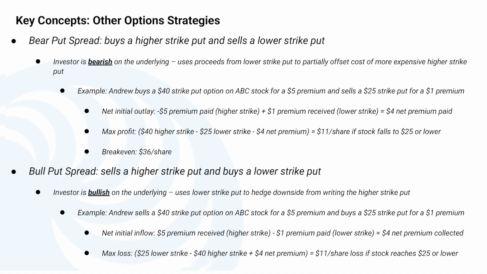Their max loss would be $11 a share if the price goes to $25 or lower. They, of course, are hoping that the stock price stays at or above $40 a share, and they simply collect their $4 a share net premium.